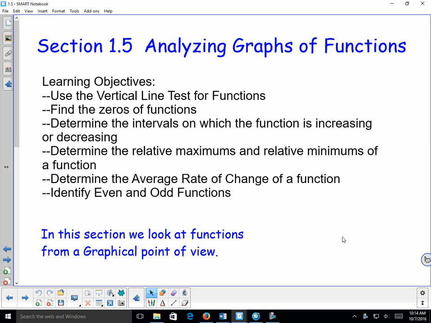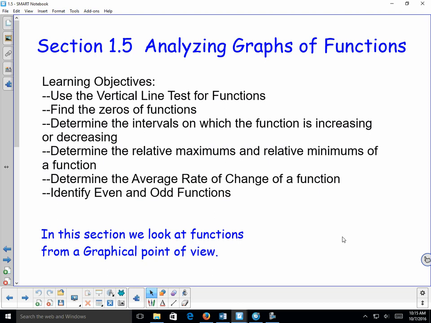We're looking at section 1.5, Analyzing Graphs of Functions. In this section, our learning objectives are to use the vertical line test for functions, to find the zeros of functions, determine the intervals on which a function is increasing or decreasing, determine the relative maximums and relative minimums of a function, determine the average rate of change of a function, and identify even and odd functions.